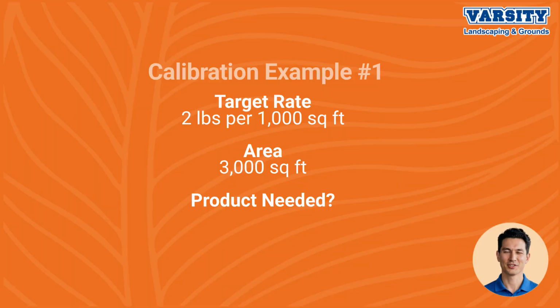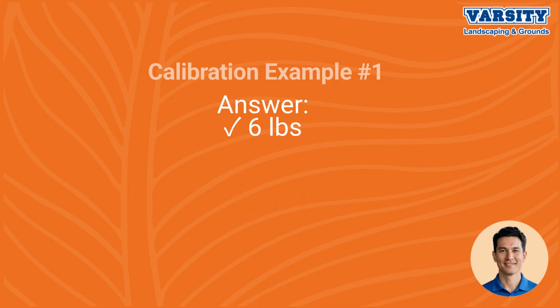Let's look at a calibration example. If a spreader is calibrated to apply 2 pounds of product per 1,000 square feet and the treatment area is 3,000 square feet, how much product is needed? Take a moment to calculate the answer before moving to the next slide. The correct answer is 6 pounds. Since 3,000 square feet is 3 times larger than 1,000 square feet, simply multiply 2 pounds by 3. This is a common type of rate calculation found on the registered technician exam.